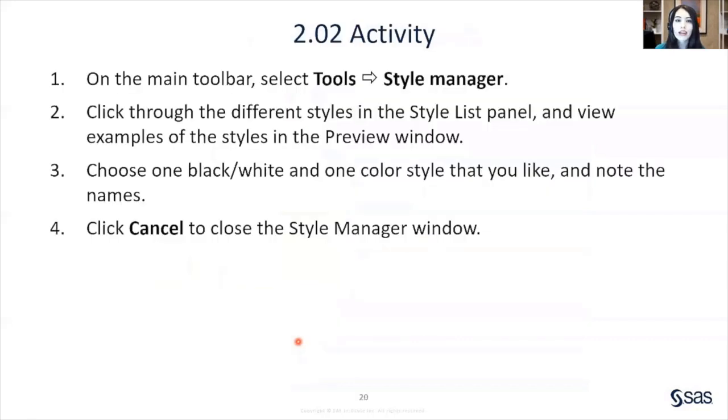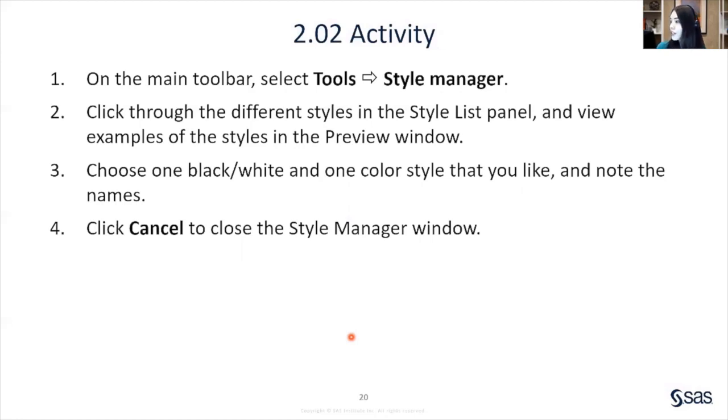What I mean by that is with the different types of output formats that we generate, we can choose to apply a different type of style. A style is going to control the color scheme of the results, the font that's used. Again, it's just that overall look and feel. So what I'd like to do with this activity is show you where you can get a preview of the different styles we have available for you to choose from in Enterprise Guide.